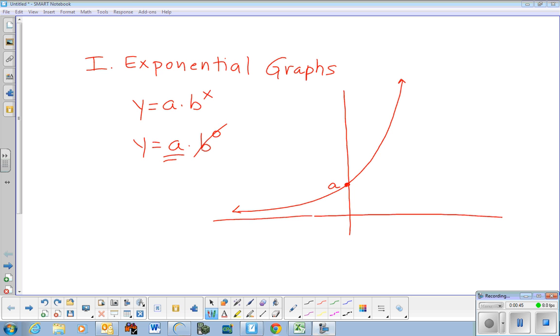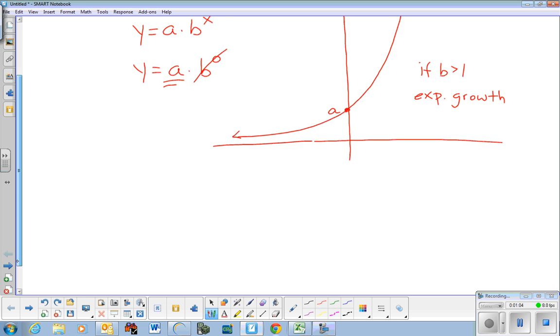The general shape of these graphs is like this. If b is greater than 1, then your graph's going to look like this. This is what we call exponential growth. Okay, and then there's also, on the other hand, exponential decay.